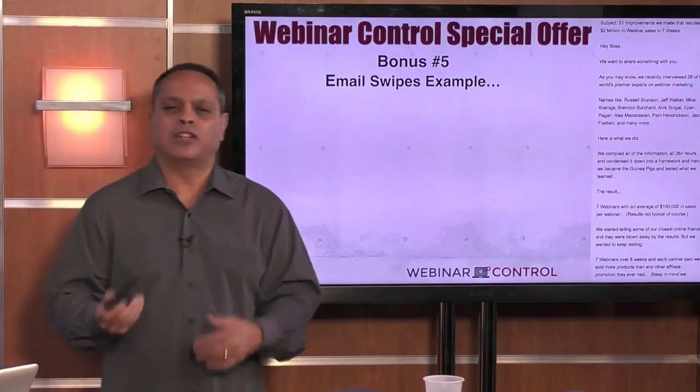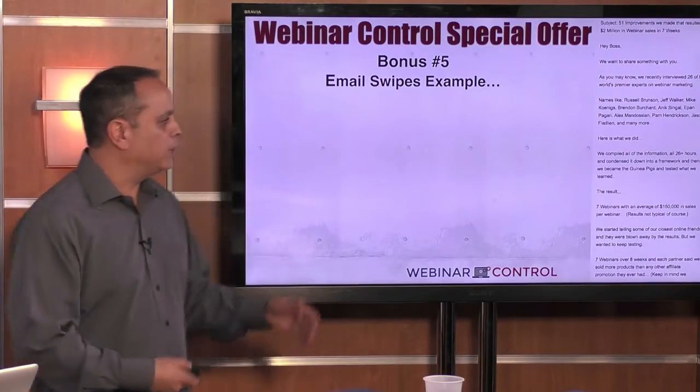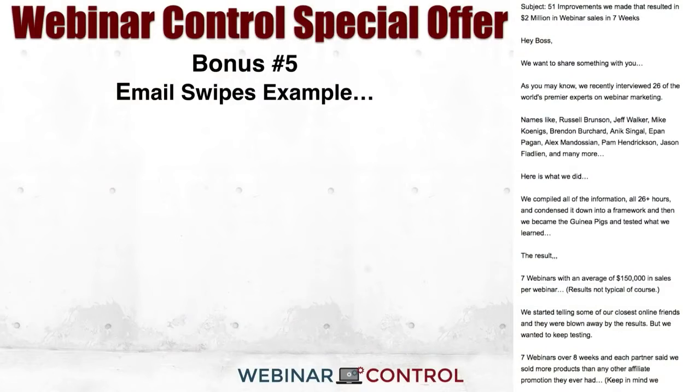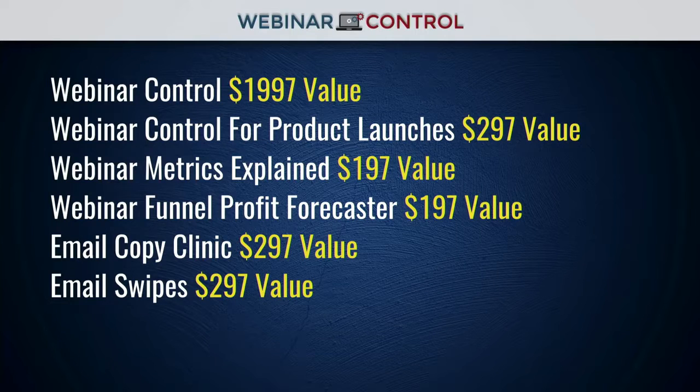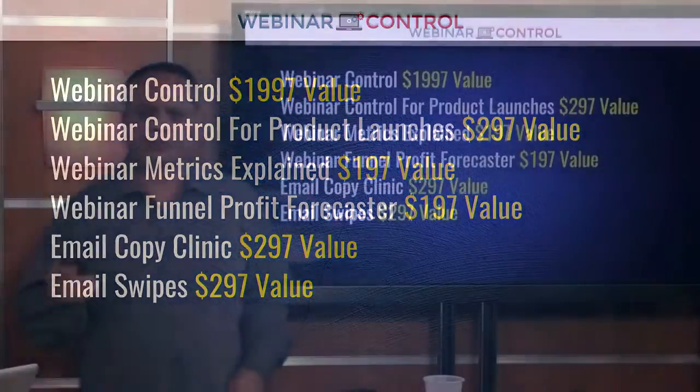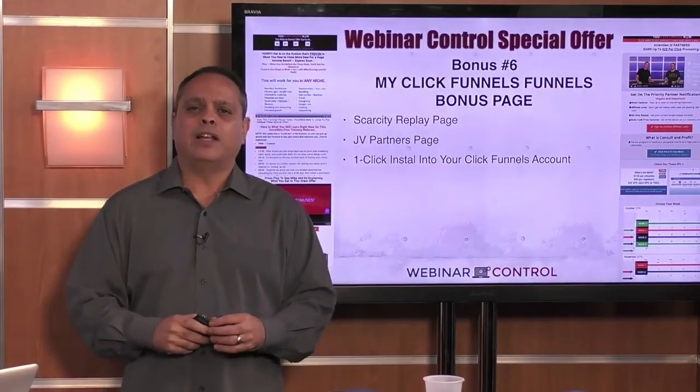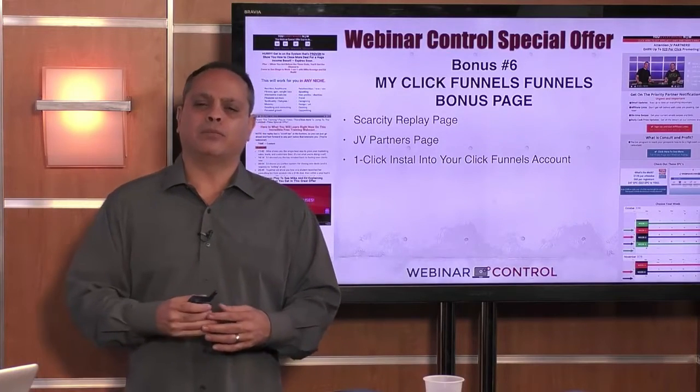All right, so here's an example. I know it's very hard to see of the email swipes, but you're going to see exactly what I write. And I said in the Copy Clinic, I break down how I write these emails. Okay, so the email swipes. I've compiled all this information. It's ready for you inside the members area. $297 value. Okay.